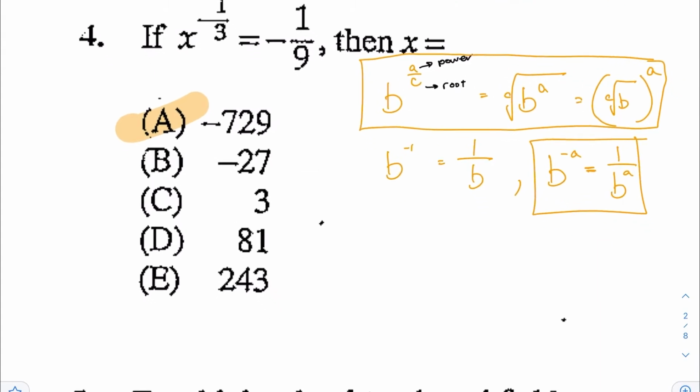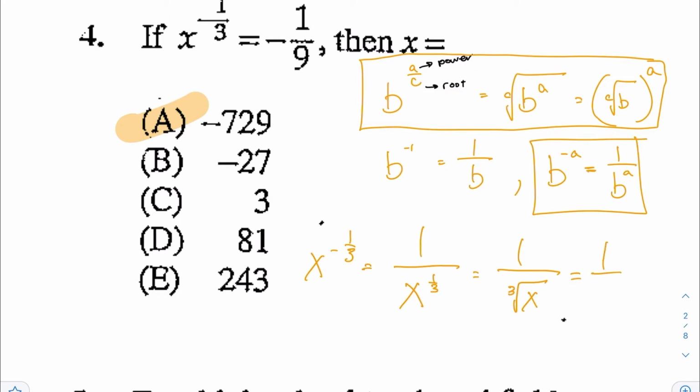So here we have x raised to negative 1/3. Well, what you can do there is use this law to turn this into a positive exponent. That's going to turn to 1 over x to the 1/3. And 1 over x raised to the 1/3 is really the cube root of x. Remember, it's a denominator, so it's a root.